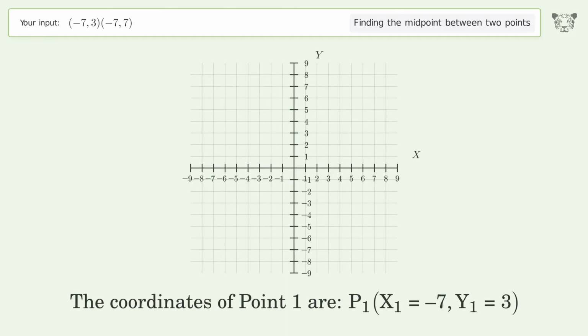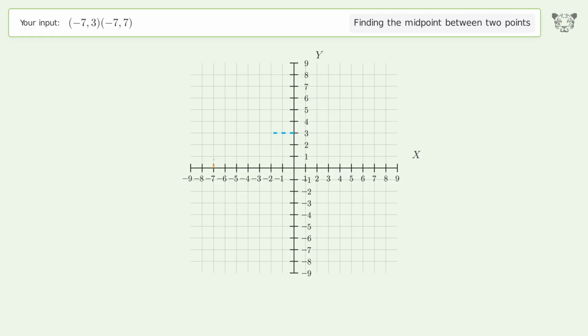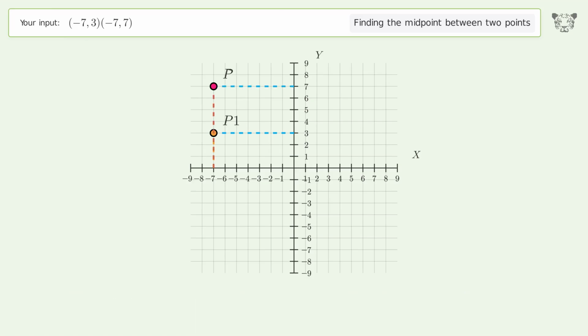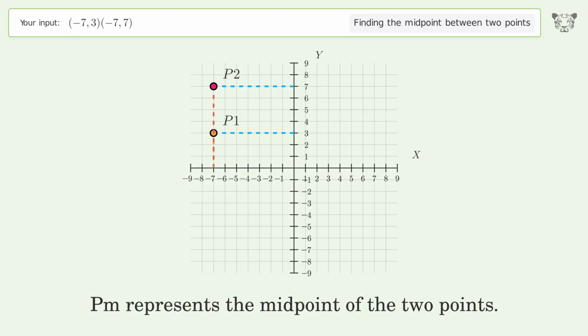The coordinates of point 1 are x1 equals -7, y1 equals 3. The coordinates of point 2 are x2 equals -7, y2 equals 7. PM represents the midpoint of the 2 points.